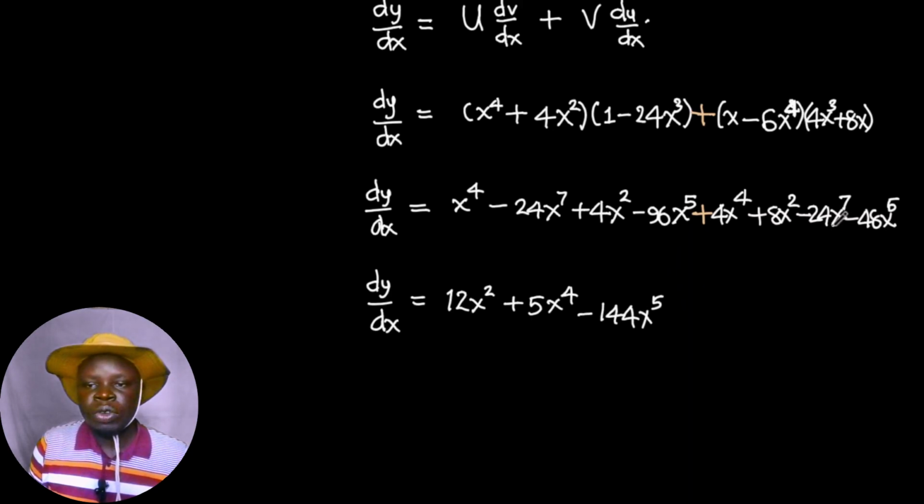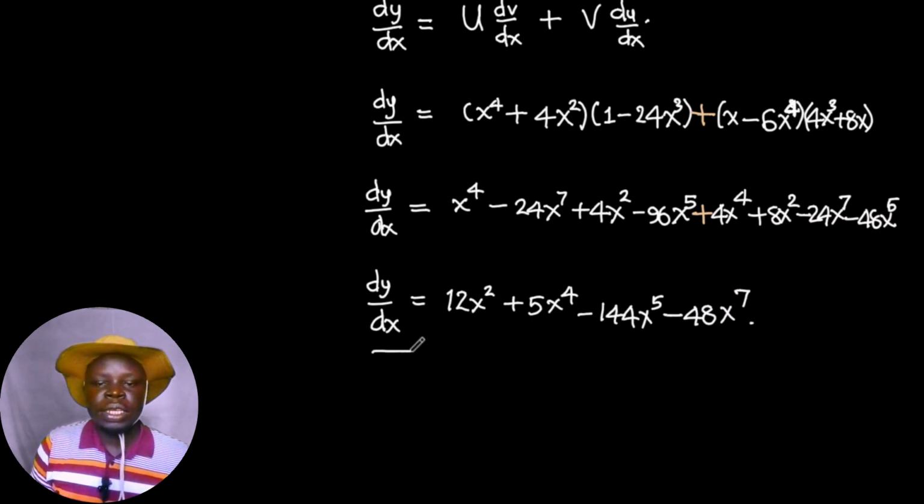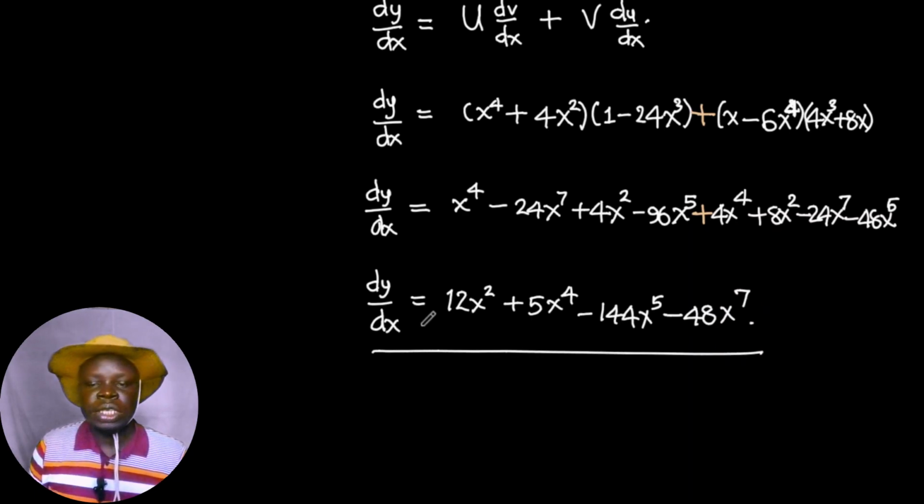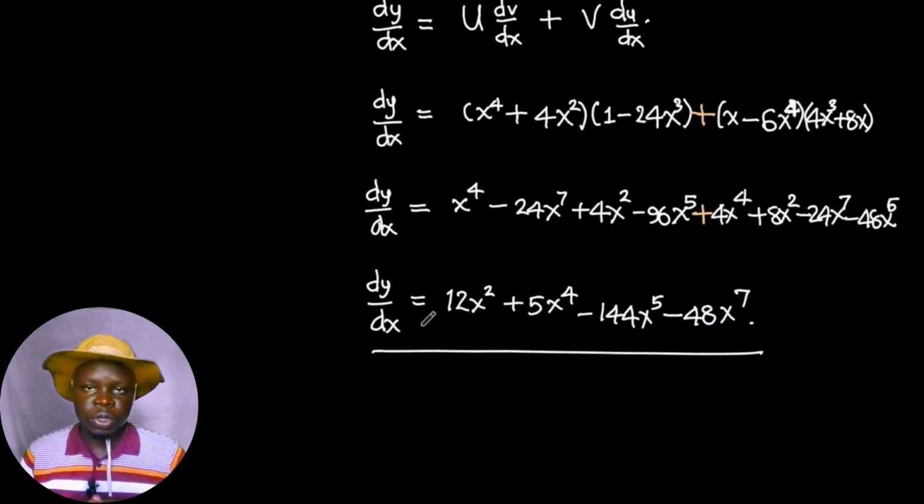And lastly, we go to power of 7. We have here negative 24, negative 24. This one adds together to make 48x to the power of 7. I think that is the highest power here, and we'll reduce it to these 4 terms. So that becomes the solution for the third question.